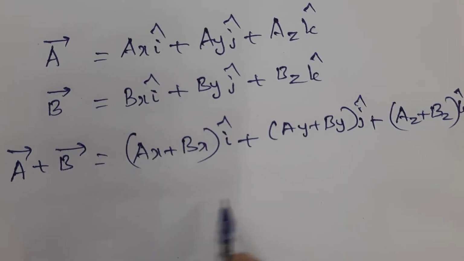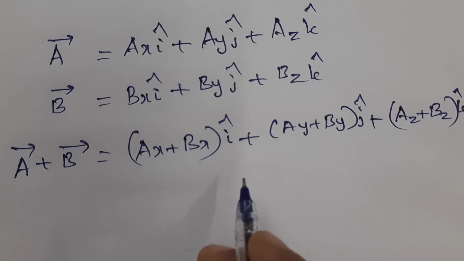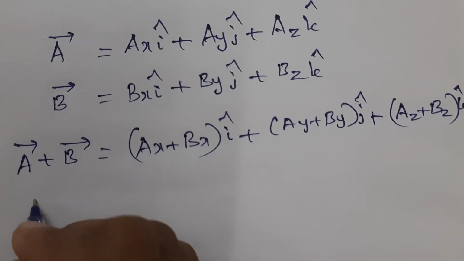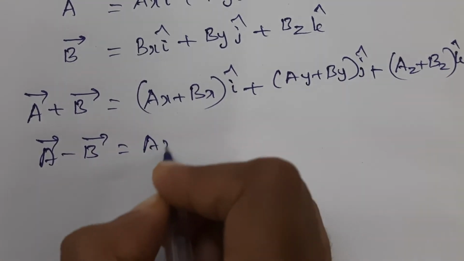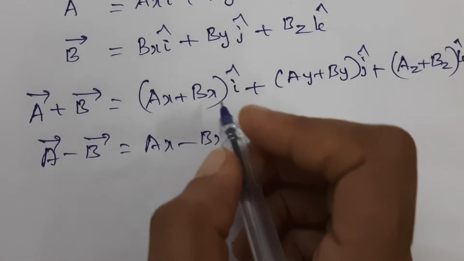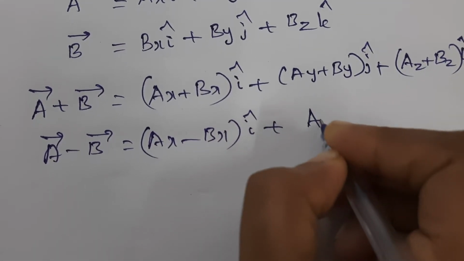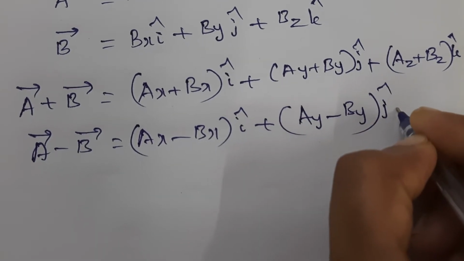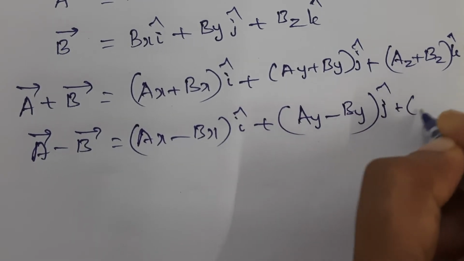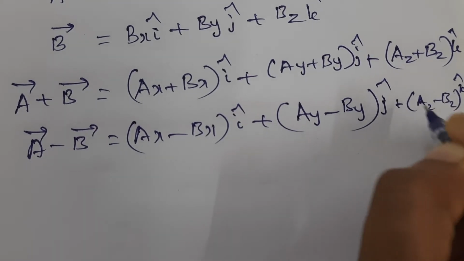The subtraction of two vectors is also the same method, subtracting the corresponding x, y and z components. So we can write A vector minus B vector equal to (Ax minus Bx) into i cap plus (Ay minus By) into j cap plus (Az minus Bz) into k cap.